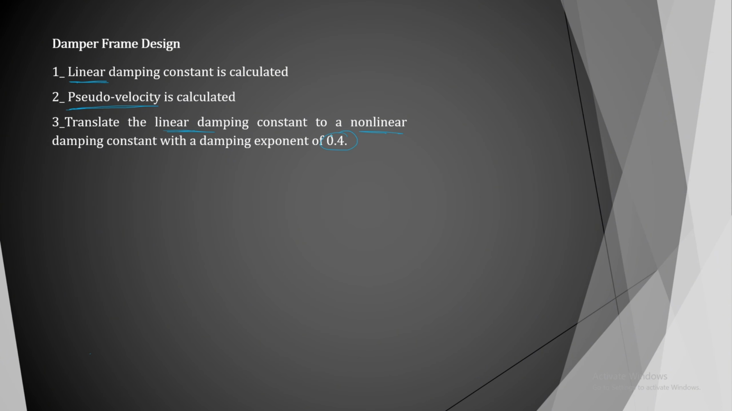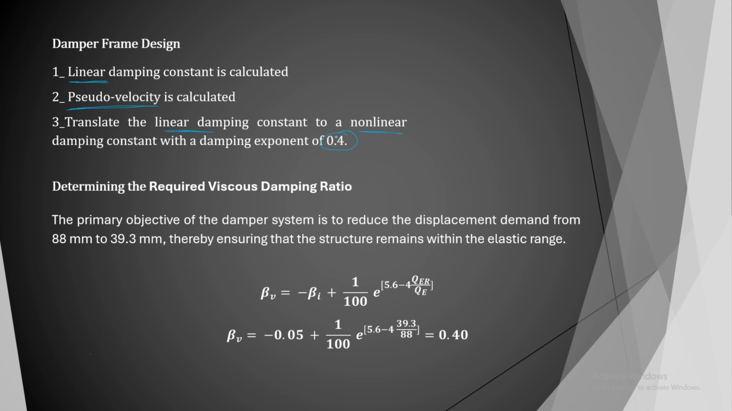In order to calculate the linear damping constant, the required viscous damping ratio must be determined. According to the FEMA linearization approach, the calculated target displacement is 88 mm. Considering that the reinforcement is assumed to yield at a strain of 0.002, yielding of the first floor column's reinforcement is anticipated at a roof displacement of 39.3 mm in X direction.